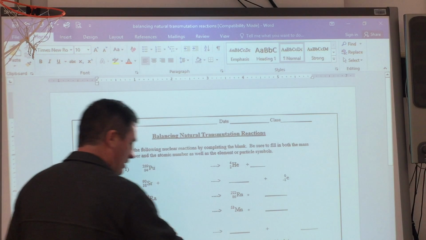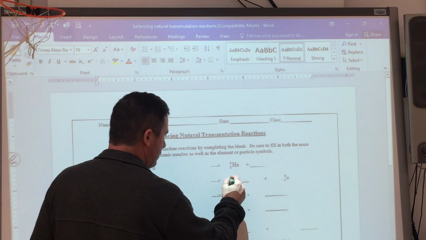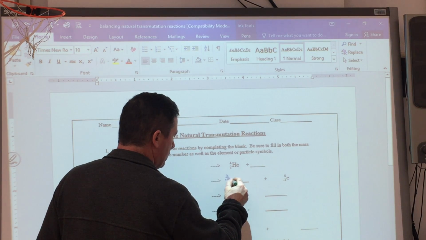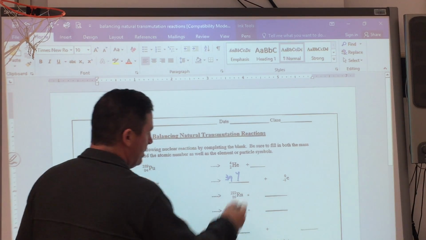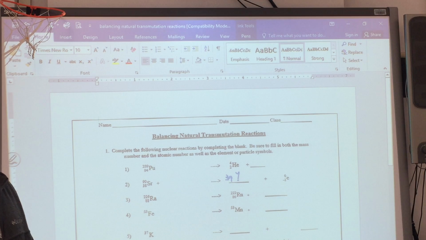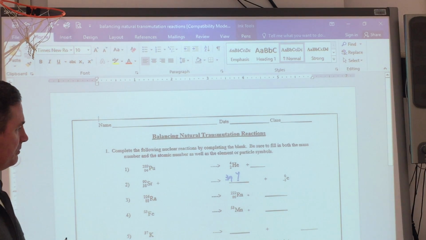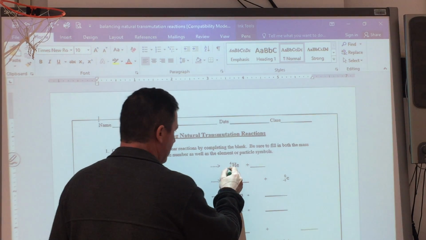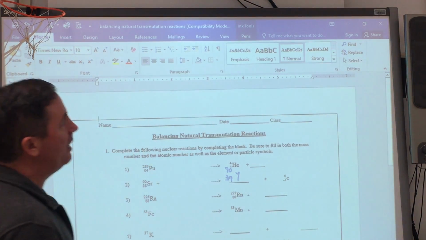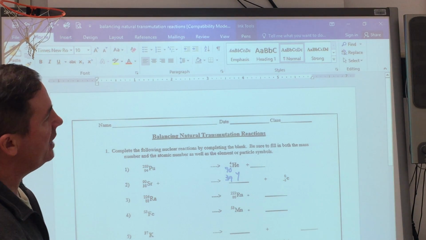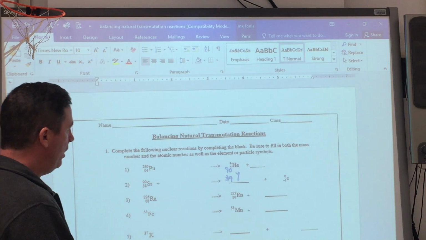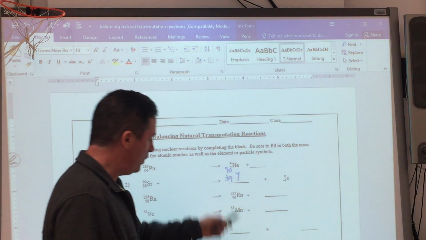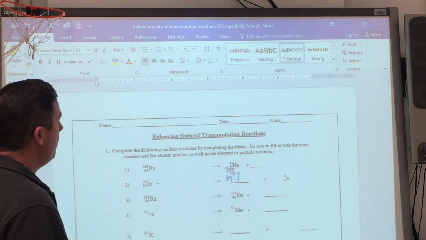So when I did this, I think I put 39. This number here was right, but I put potassium. Potassium has a mass number of 39. It does not have an atomic number of 39. Atomic number 39 is yttrium. Okay? So the rest of these were correct, but I wanted to make note of that one. All right?